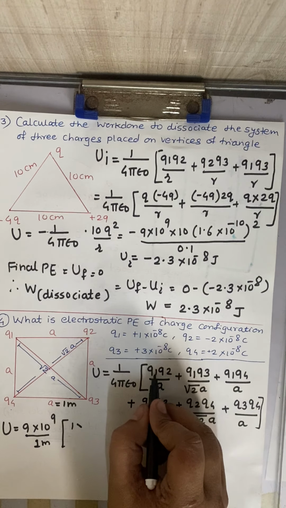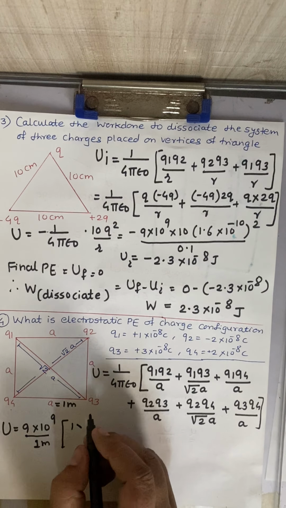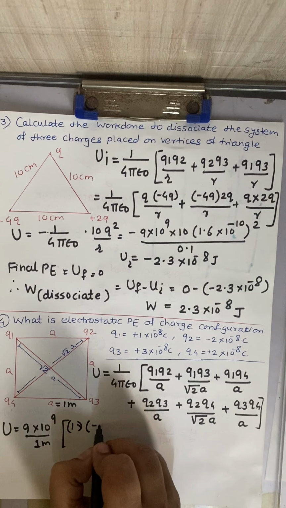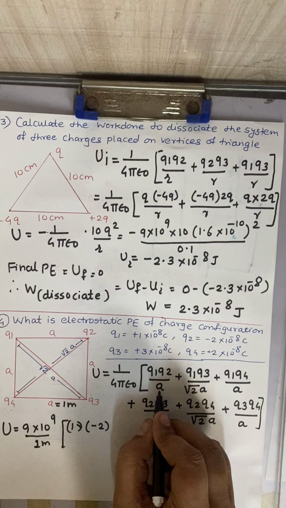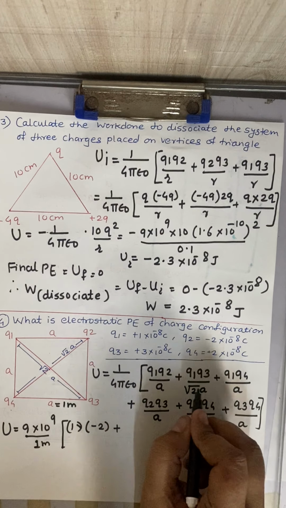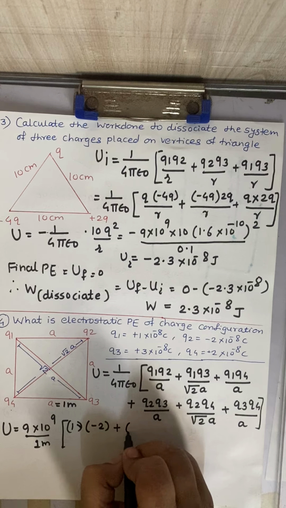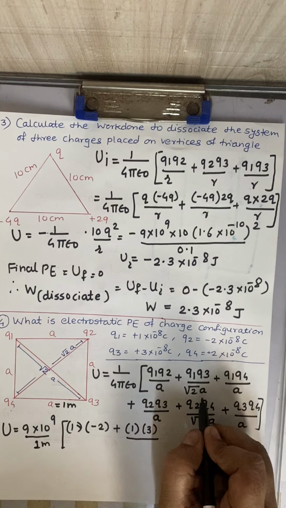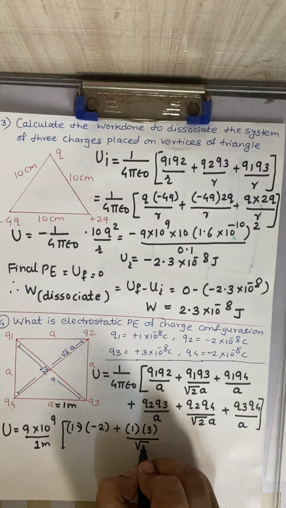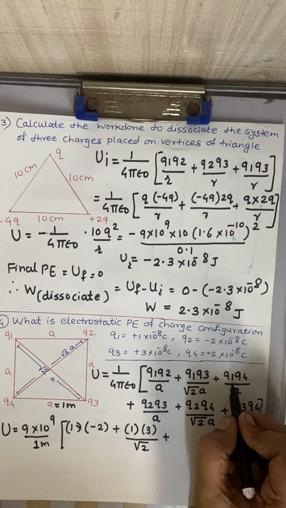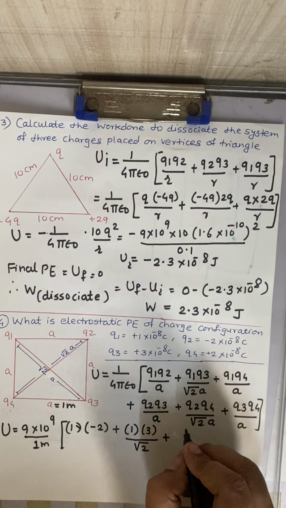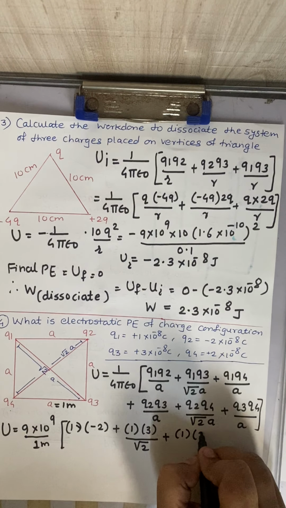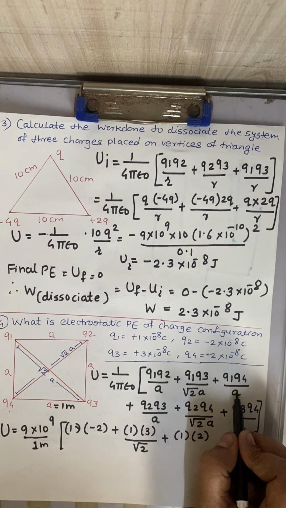I am directly multiplying only the q1 and q2 in terms of whole numbers. So 1 multiplied by q2, which is minus 2, divided by a, already taken outside, plus q1 q3: q1 is 1 and q3 is 3 divided by root 2 a, with a taken outside, so only root 2 here, plus q1 q4: q1 is again 1 and q4 is 2, upon a already taken outside.